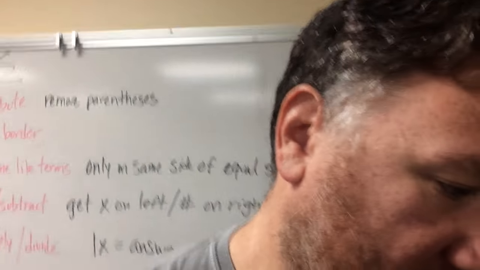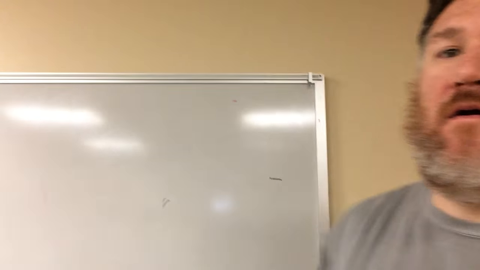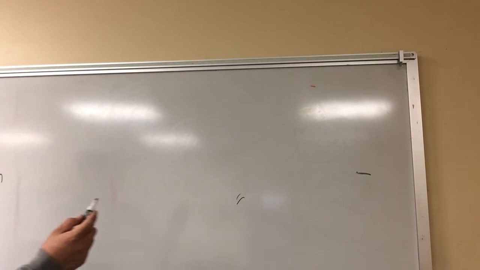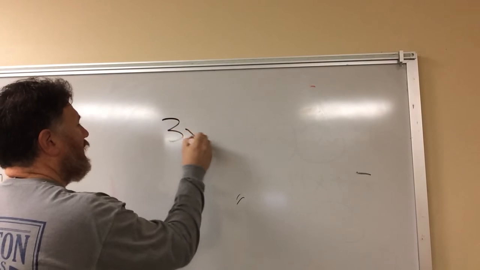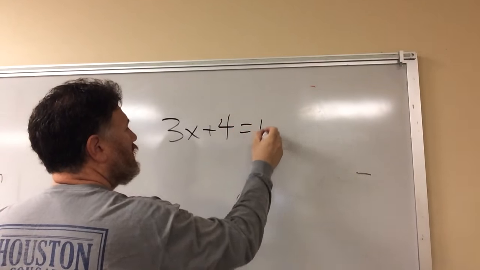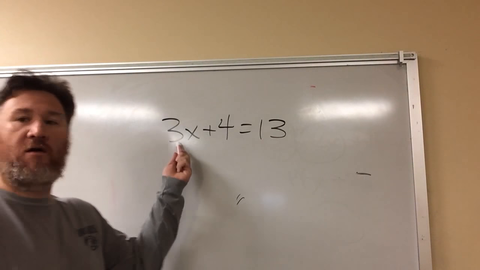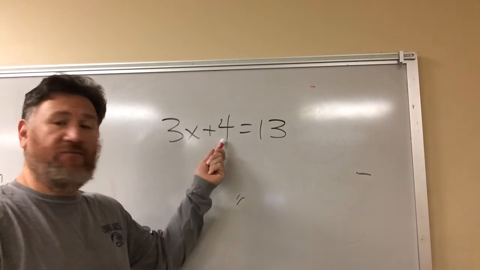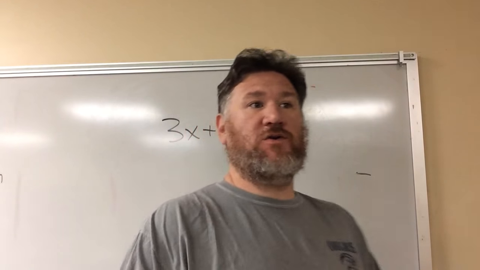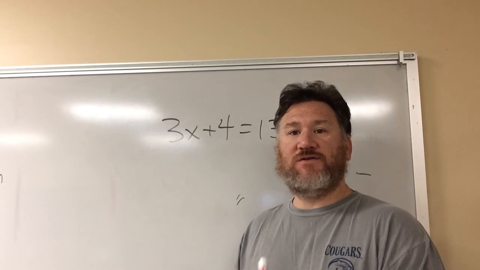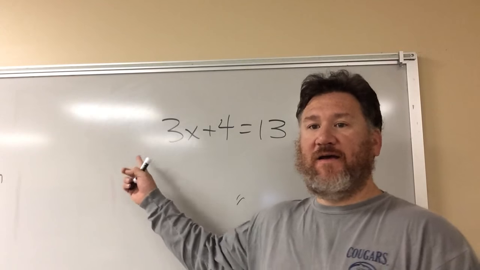I'll slide on over. So an example of a two-step equation would be like 3x plus 4 equals 13. We want to try to figure out what number, when we multiply it by 3, then add 4, is going to give us 13. So in order for us to do this and solve it, we're going to sort of work backwards using inverse operations so that we can get our x by itself.